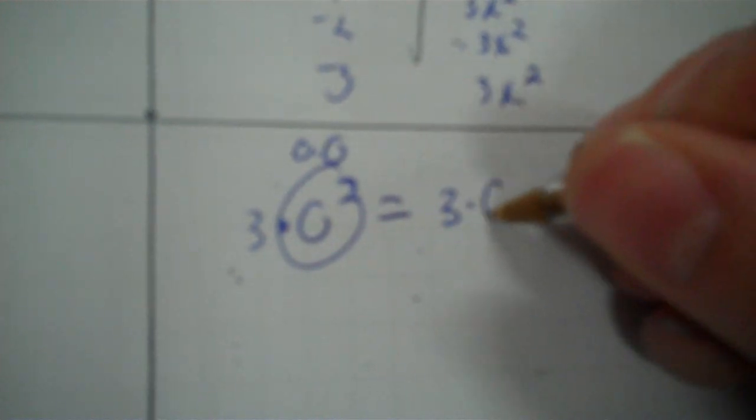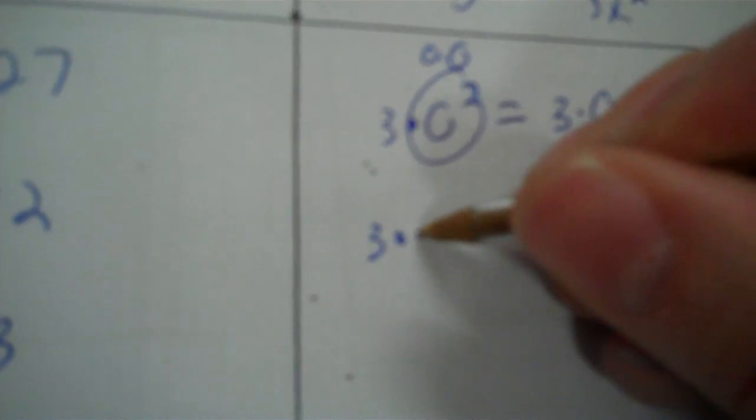Now I will put 0 in. So 3 times 0 to the second power. See this, I've got to do some math because that's second power. 0 to the second power is 0 times 0, which is 0. 3 times 0 is 0.